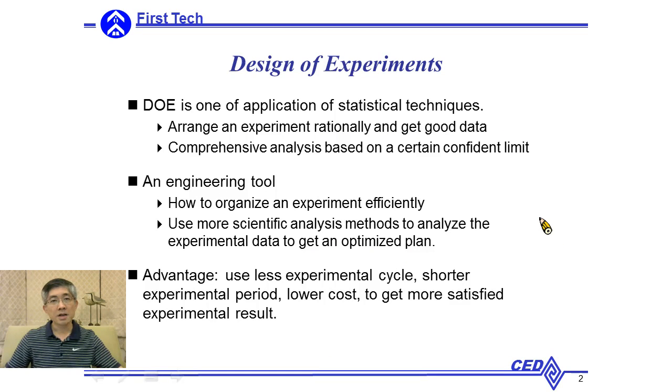Design of experiment is an application of statistical techniques. The purpose of design of experiment is to make a small number of experiments, and these experiments are efficiently designed in such a way that we can get a good estimation of the distribution parameters. And we can also use this method to study the effect of all the parameters at one time, rather than one factor at a time as in the conventional method.